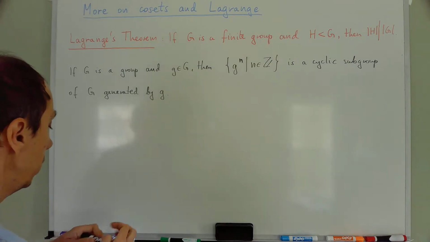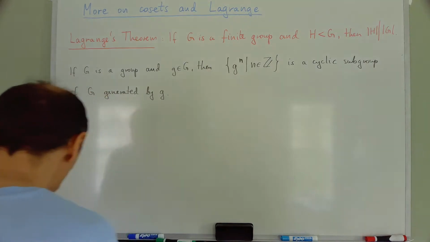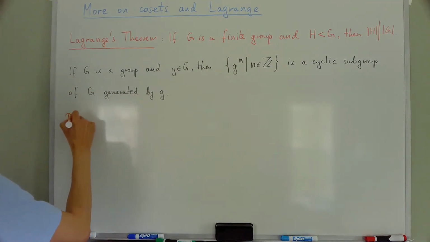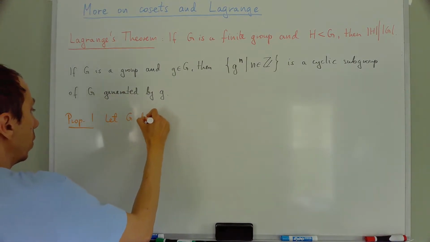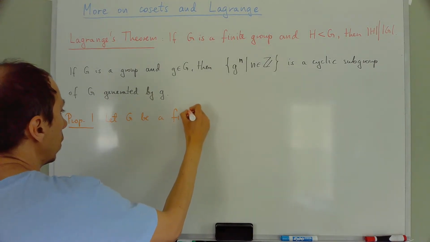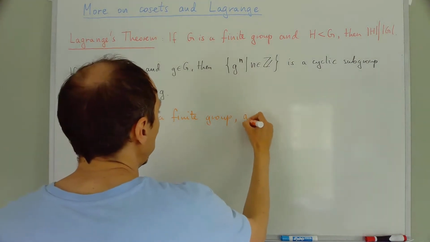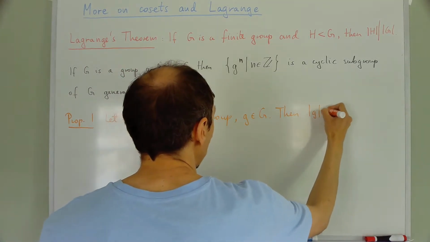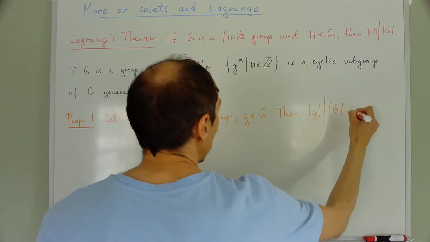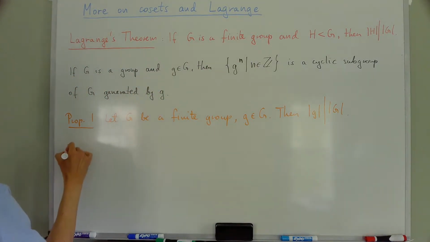So this leads me to one consequence of Lagrange's theorem. Proposition 1: let G be a finite group, and little g be an element of G, then the order of g divides the order of the big group. How do we prove it? Well, it's actually very easy.